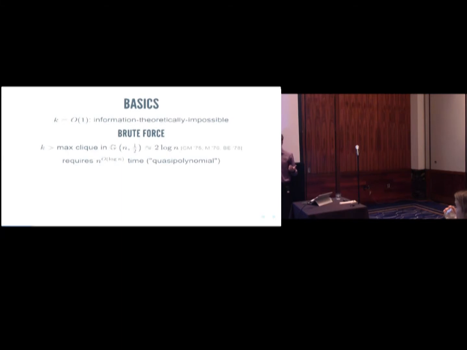But because I made the size of the clique logarithmic, the naive algorithm for solving max clique in this graph, which is to enumerate all subsets of size, say, 2.1 log n, and check if any one of them is a clique, requires quasi-polynomial time, because there are n to the order log n such subsets. So some trivial algorithm works when k is at least 2 log n or a little bigger, but it requires quasi-polynomial time. What happens if we want to run in polynomial time?